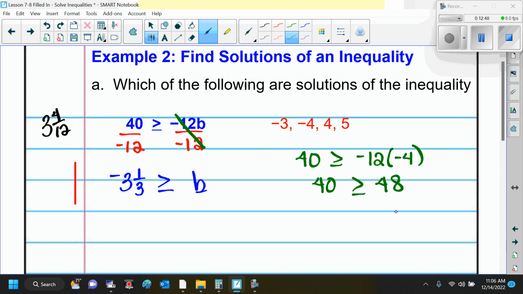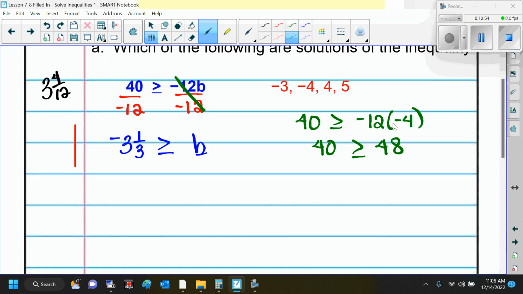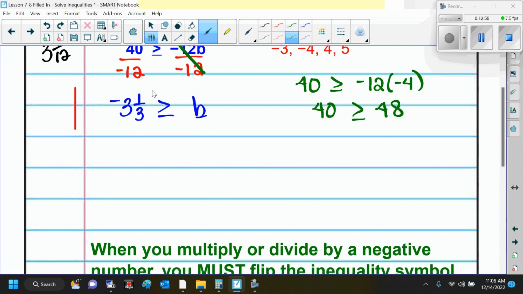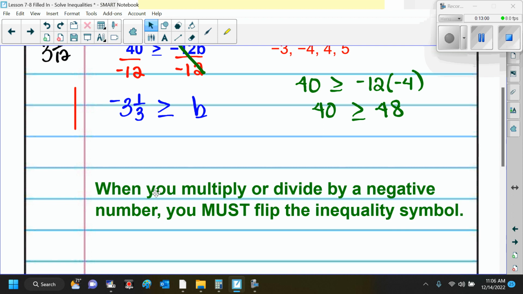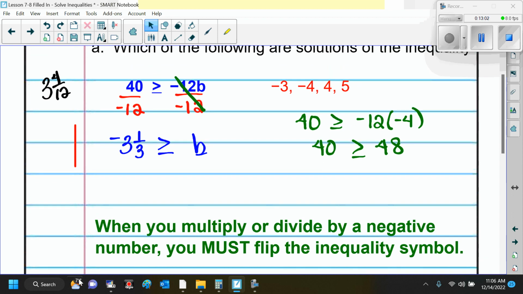You just have to flip the inequality symbol. So when you are multiplying or dividing, make sure you write this down, by a negative number, you must flip the inequality symbol. Make sure you write that down. This is extremely important. That's the plot twist I was telling you about. Okay? So, this is not the correct inequality.